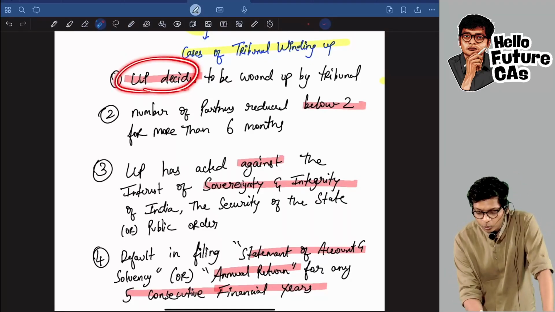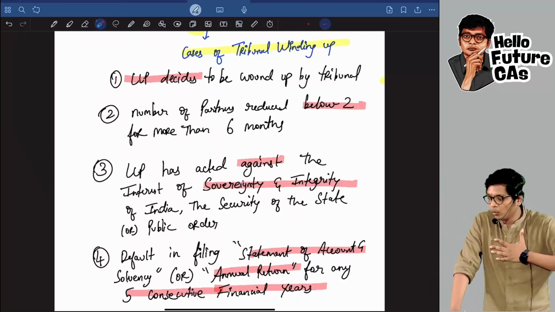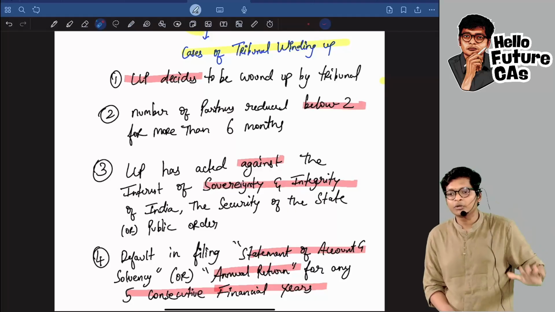The LLP decides to wind up by itself. Go and apply to the tribunal. Sir, I have an LLP, sir. I want to wind up. So I am going and asking the tribunal, please help me in winding up.